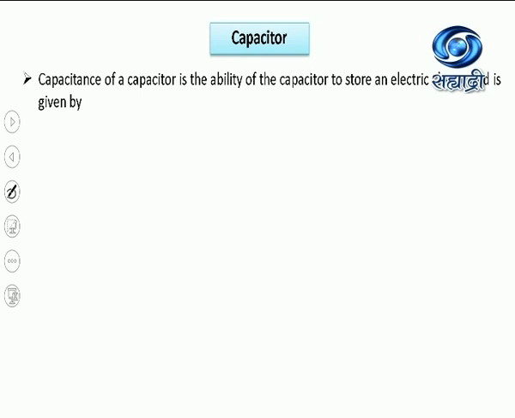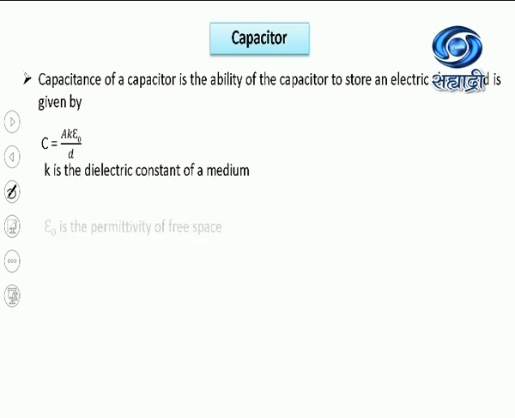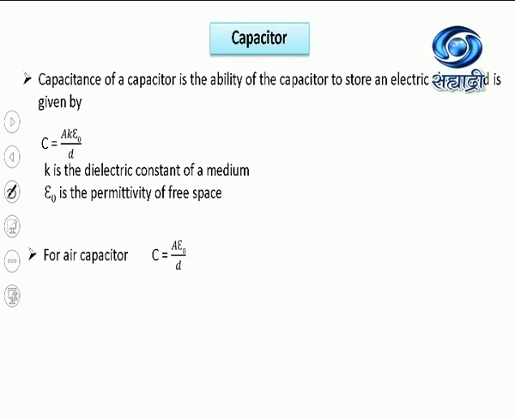Capacitance of a capacitor is the ability of the capacitor to store an electric charge and is given by the formula C is equal to A K epsilon naught upon d, where A is the area of the plates. Both the plates should have equal area. K is the dielectric constant of the medium. Epsilon naught is the permittivity of air, and d is the spacing between the two plates. If it is an air capacitor, then K is equal to 1. So capacitance is given by the formula C is A epsilon naught upon d.